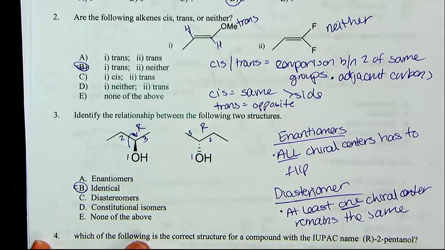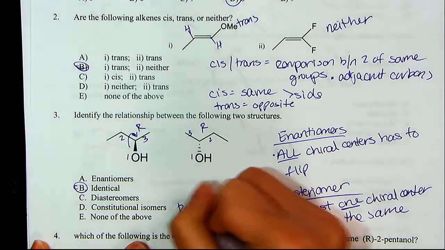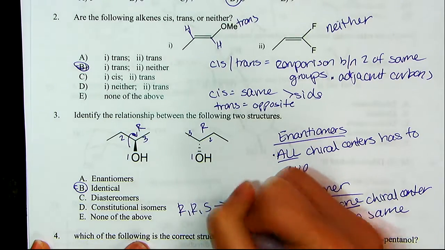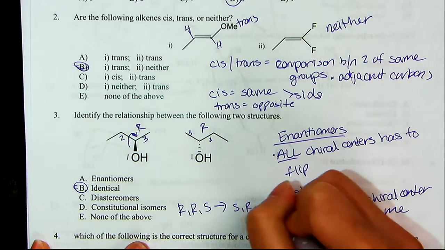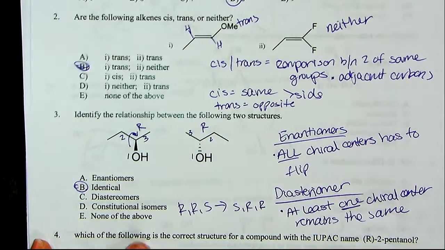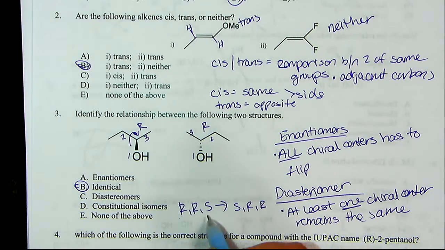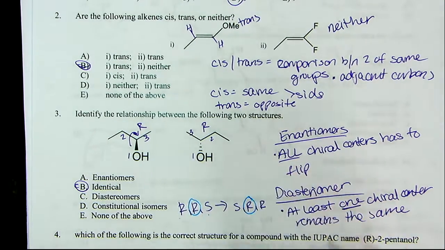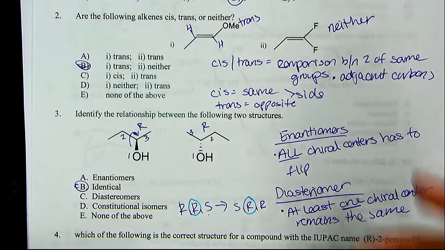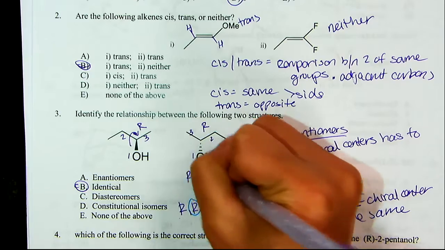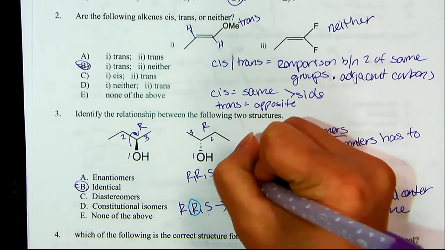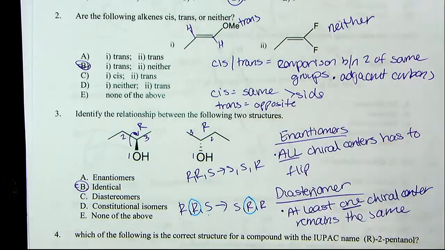It is a diastereomer. So let's say that we have something like R, R, S, and then it flips to S, R, R. If you notice, yes, these two flip, but the middle one remains the same. So even though only one of them stays the same, this is a diastereomer. If this was an enantiomer, R, R, S, you would have to flip it to S, S, R. So that would be the enantiomer. Everything has to flip for an enantiomer; for a diastereomer, at least one of them stays the same.